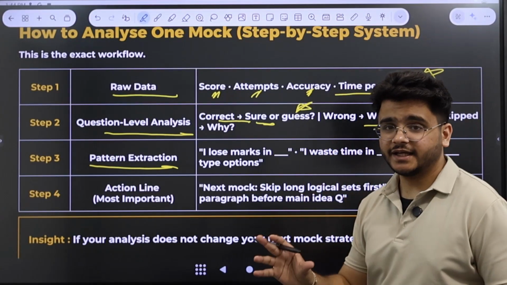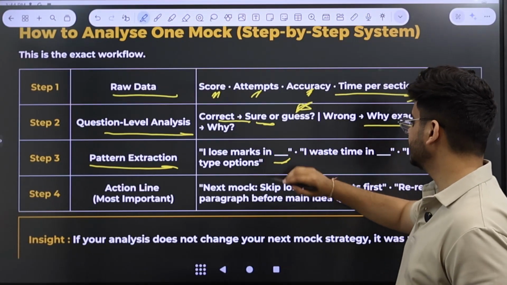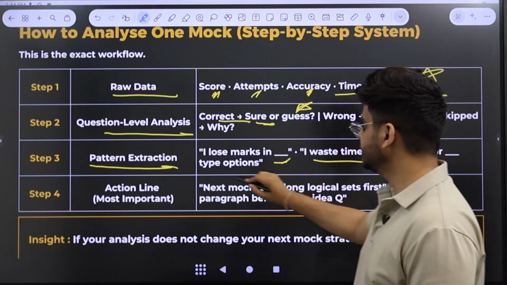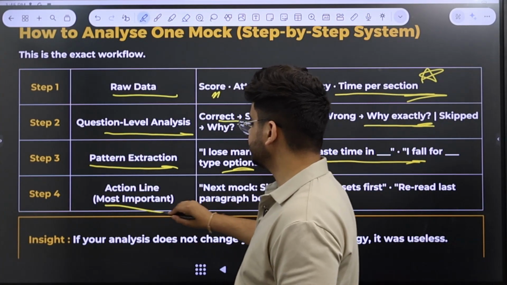Step 3 is to extract the pattern out of the analysis that you've done question wise. You've got to write it in a brief way in your notebook that I lost marks in this section, in this sort of questions, and I waste time in this section and I fall for these sort of options. Step 4 is to, of course, take action.